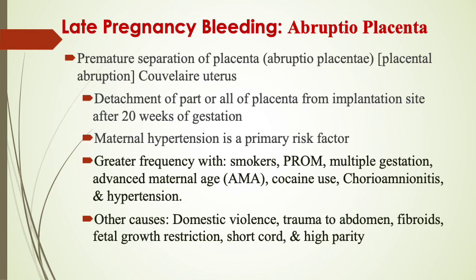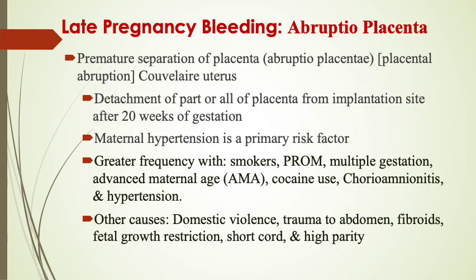There is also greater frequency noted in patients who are smokers, and patients who prematurely rupture their membranes. PROM stands for premature rupture of membranes. You have greater frequency with multiple gestation, and advanced maternal age moms. Cocaine use. We see this a lot in patients who use cocaine. Chorioamnionitis, which is the infection of the chorion and the amnion. And once again, you have that hypertension. So these all have a greater frequency of occurrence, as outlined here.